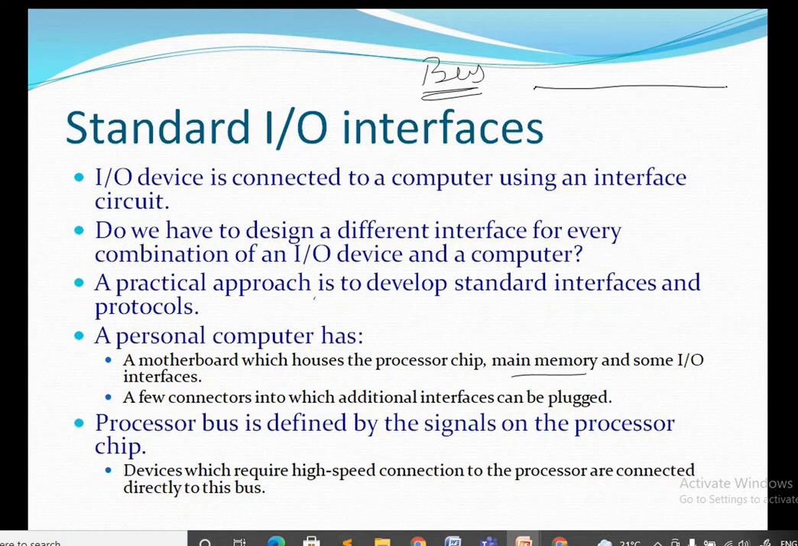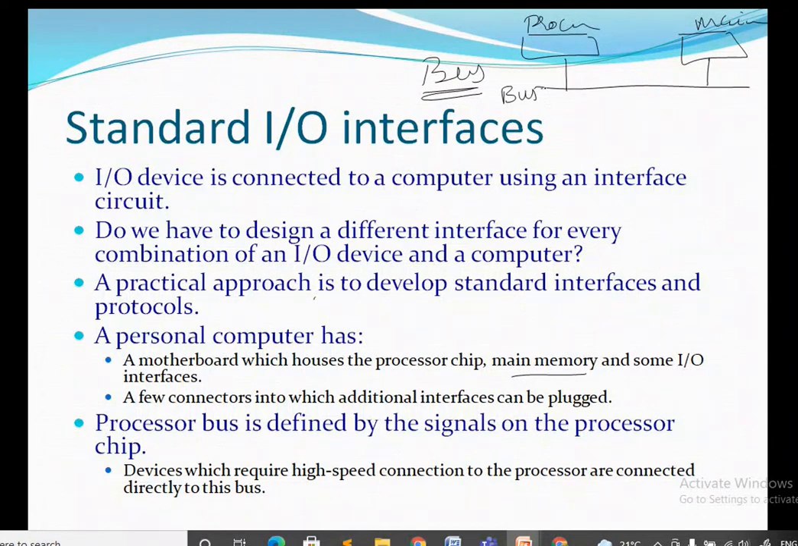Normally, that is the basic diagram we have discussed many times. This bus we call the processor bus. Here the processor and the main memory are connected directly to the processor bus. This is the main bus.